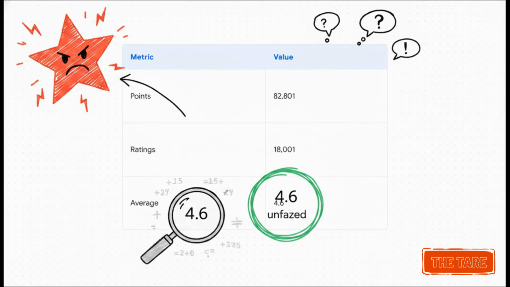So let's run that exact same one-review experiment here. We add that identical, angry 1-star review to product B. We now have 82,801 points divided by 18,001 ratings. The new average is 4.5998. Guess what? It still rounds to 4.6. That single, terrifying 1-star review barely made a microscopic dent. The displayed score is completely unfazed.